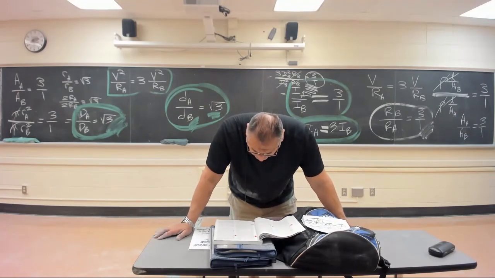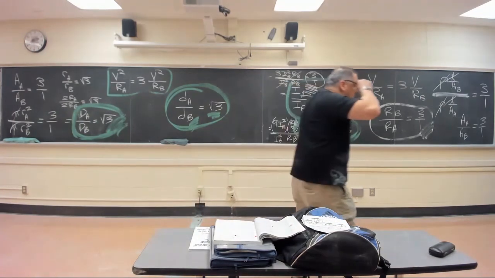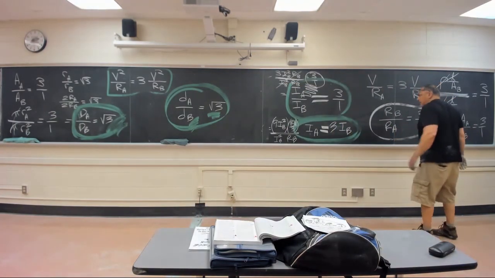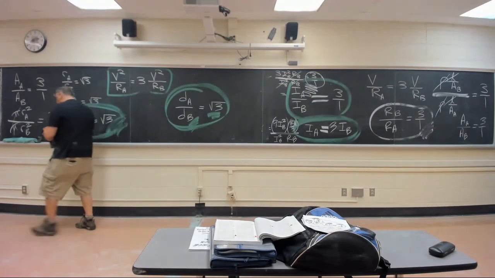Problem number 55. A particular wire has a resistivity of 3.0 times 10 to the negative 8 ohms times meters, and a cross-sectional area of 4.0 times 10 to the negative 6 meters squared. A length of this wire is to be used as a resistor that will develop 48 watts of power when connected across a 20-volt battery. What length of wire is required? Okay, pretty standard stuff. It's more wordy than it is challenging, I guess you could say.